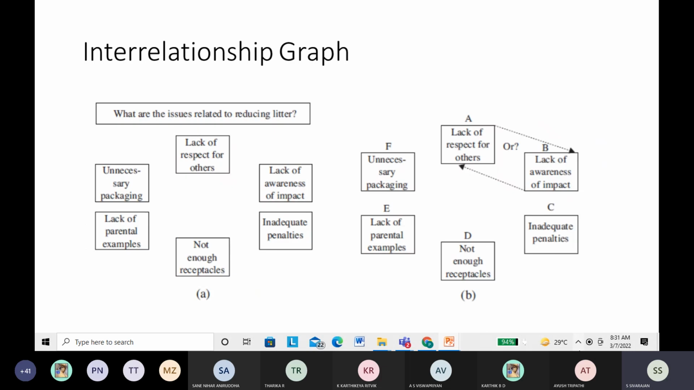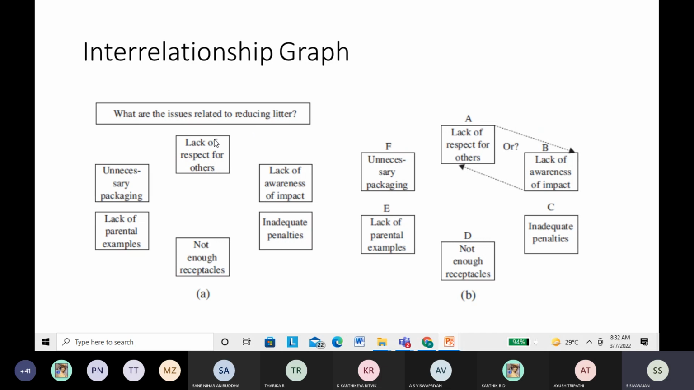And now the next one is a bit confusing, not going to be as simple as the remaining three techniques, the first three techniques we have discussed. Here, the interrelationship, you try to understand, because even I also tried. It is not that easy, but anyway, we'll try to see what they are trying to do. I'll tell the procedure and the outcome, and then you try to understand this. So this is called the interrelationship graph. Now here also there is an issue: what are the issues related to reducing litter?